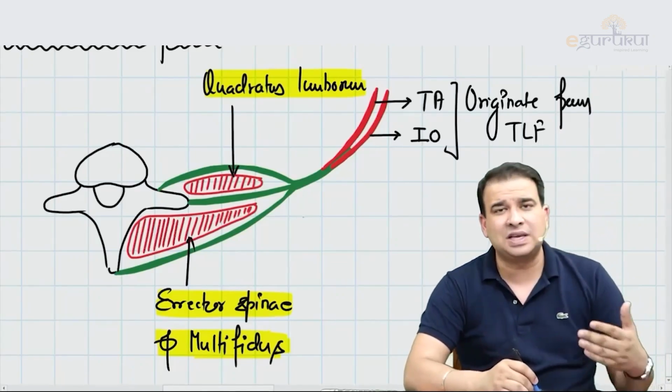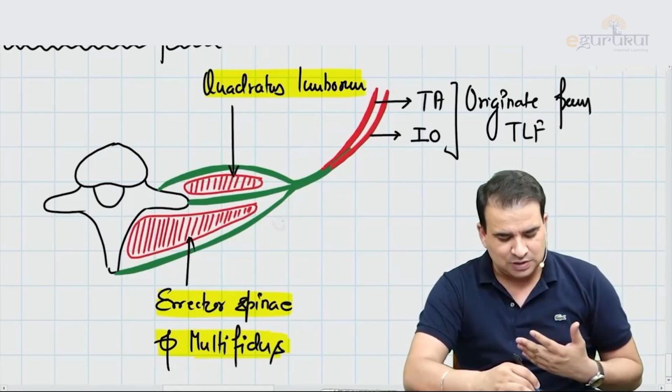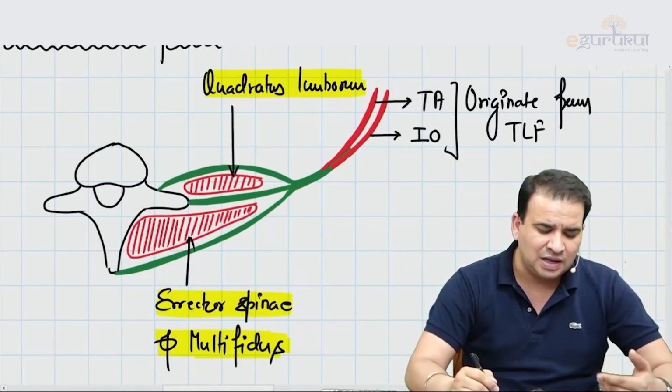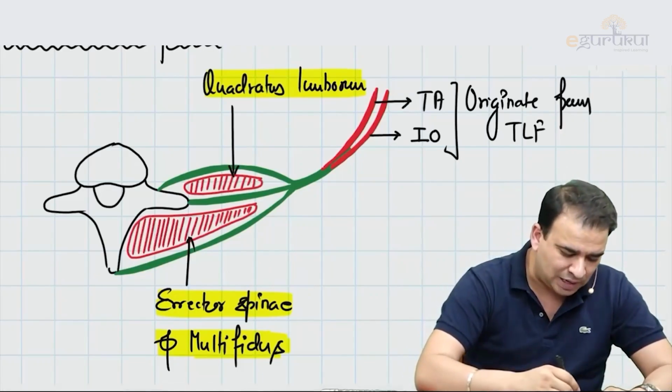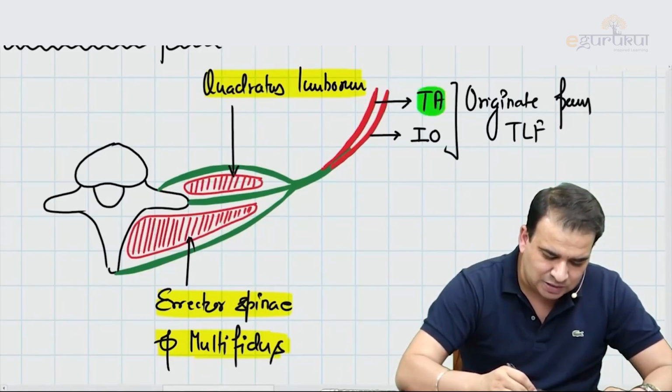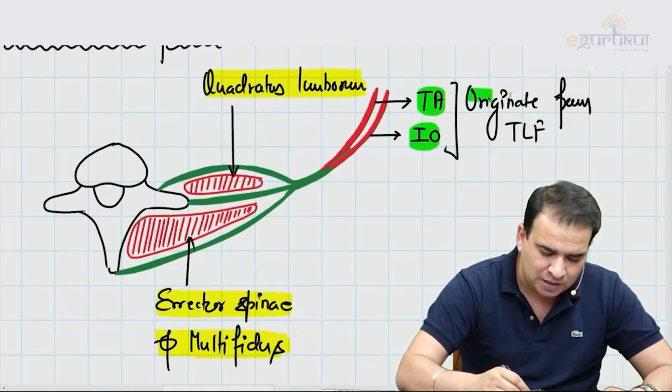Even the latissimus dorsi muscle also takes origin from the posterior surface of the thoracolumbar fascia. So even latissimus dorsi can be added into that list. But these two muscles of the anterior abdominal wall, transverse abdominis and internal oblique, originate from the thoracolumbar fascia.